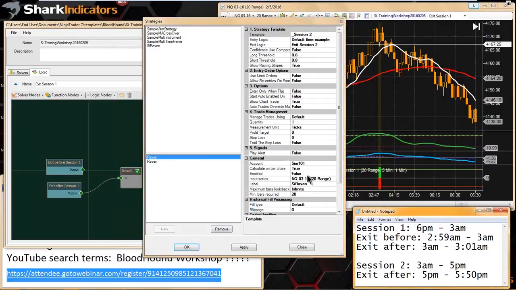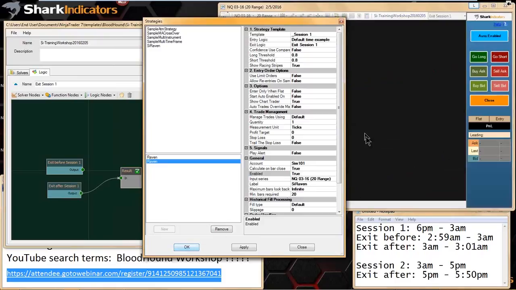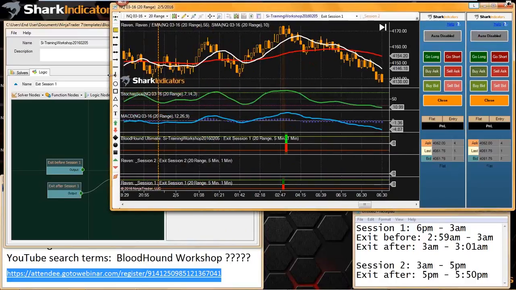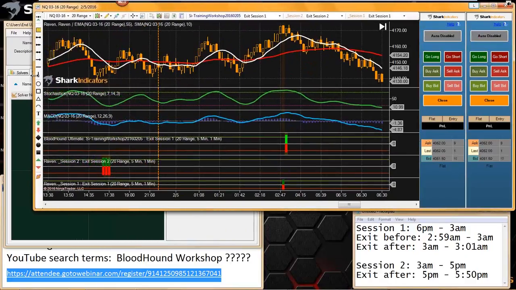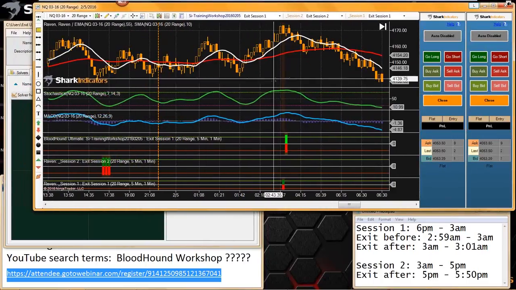Let's see. All right, and let's enable both of these Ravens. So there we go. We've got 2 Ravens on the chart, and if we stretch this out here, there we go. So we can see the Raven buttons on the chart here, right? So we can see which one's running session 2 versus session 1.